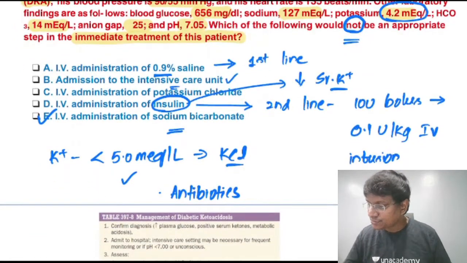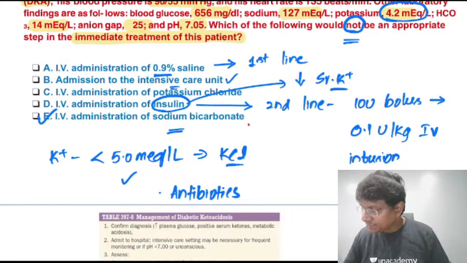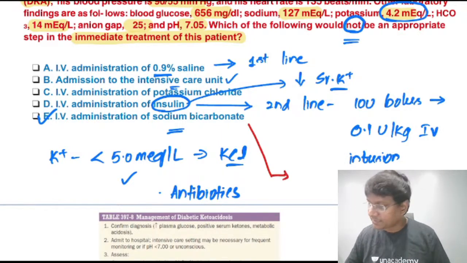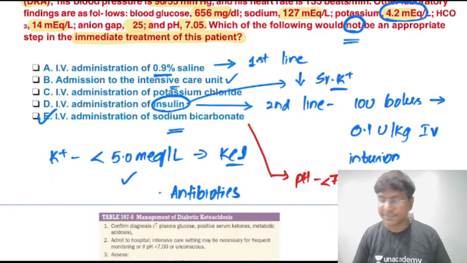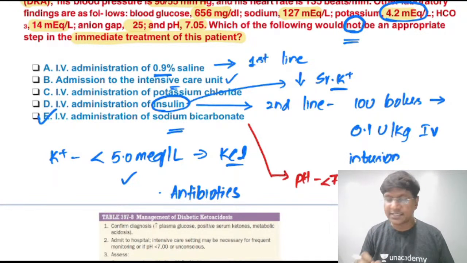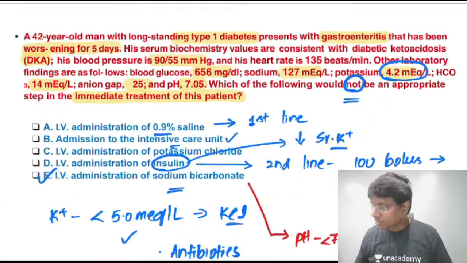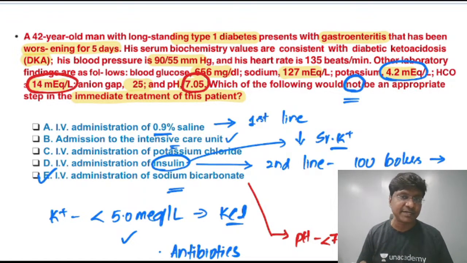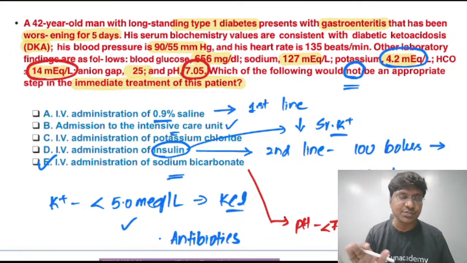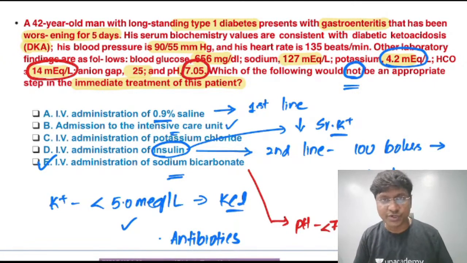But what is the indication to start the sodium bicarbonate? You need to start the IV sodium bicarbonate when the pH of the individual is less than 7, and when the bicarbonate value is less than 10 milliequivalents per liter. Now, what is the pH of our patient? It is 7.05 and bicarbonate is 14 milliequivalents per liter. So it is not the indication where you need to start the sodium bicarbonate.